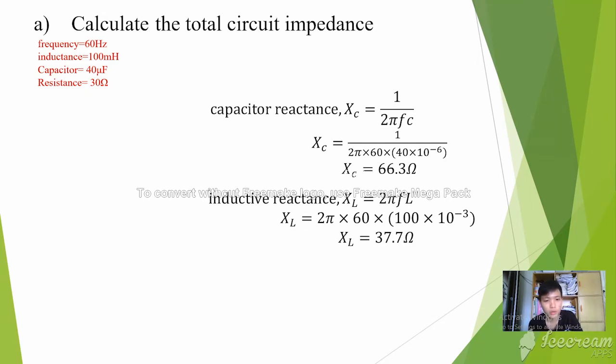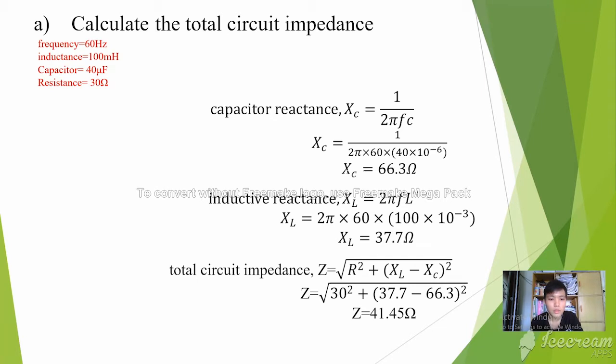After that, we calculate the inductive reactance using the formula 2 pi FL. The value of the inductance is 100 millihenry. From this equation, we get the inductive reactance, which is 37.7 ohms. Last, we calculate the total circuit impedance using the formula Z equals the square root of R squared plus XL minus XC squared. We get the total circuit impedance as 41.45 ohm.